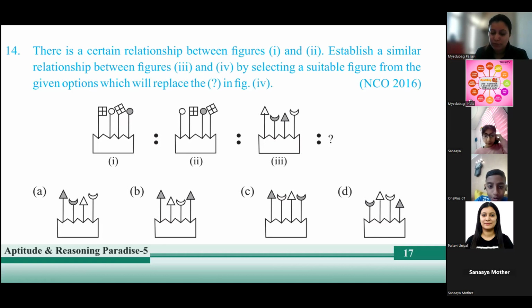Ma'am, mirror image? Not actually mirror image. It is not necessary that every time we have shapes, a mirror image will be there. There can be just displacement, or interchanging positions, of particular shapes which are drawn.